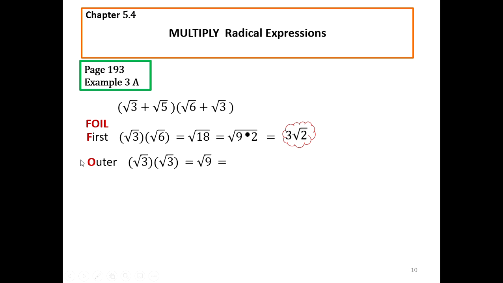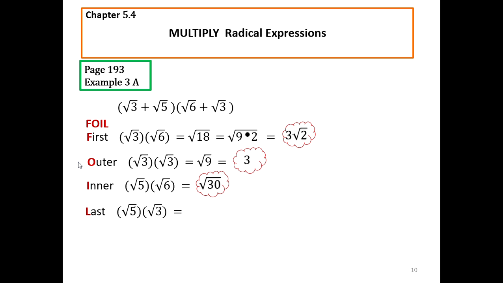The outer, square root of 3 times square root of 3 is square root of 9, which is 3. The inner would be square root of 5 times square root of 6, which would be square root of 30. And the last would be the square root of 5 times the square root of 3, which would be square root of 15.